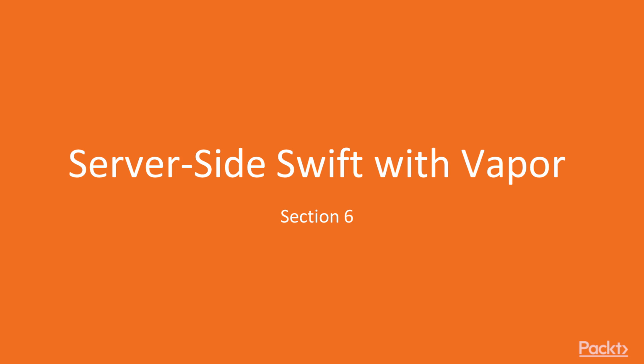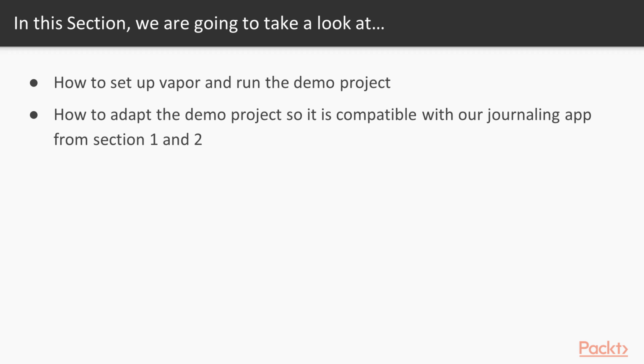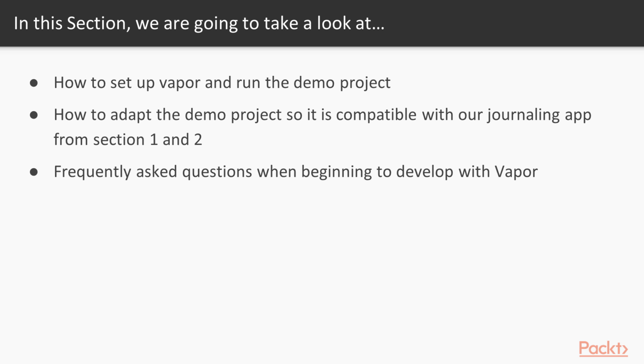Section 6. Server-side Swift with Vapor. In this section, we're going to learn how to set up Vapor and run the demo project. Then we're going to learn how to adapt this demo project so that it's compatible with our journaling app that we developed throughout Section 1 and Section 2. In the end, we're also going to discuss frequently asked questions when someone begins to develop with Vapor.